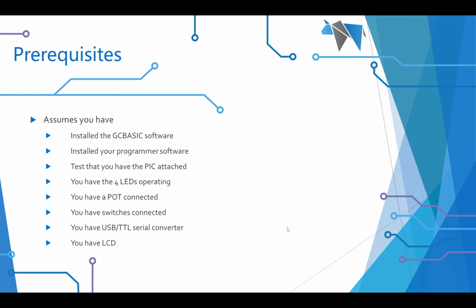So I've assumed we've got all these prerequisites: basic software is installed, GC Basic is installed, you can program it, you've got the PIC attached, LEDs, a potentiometer, some switches, USB TTL still there, and you have an LCD now, because that was the last tutorial, but not critical, because I'm not a lover of LCDs.